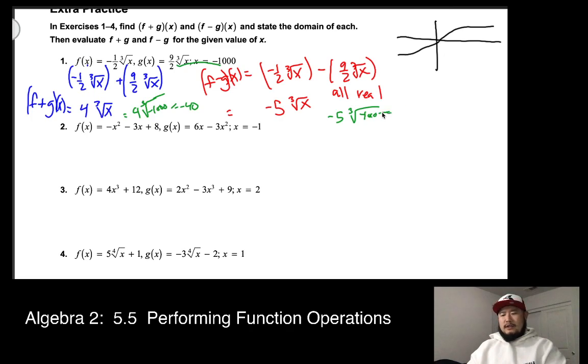That right there, you should end up with 50. All right, so that's pretty much it with adding and subtracting your two functions. We could do another one right here. Let's take a look at number 4.